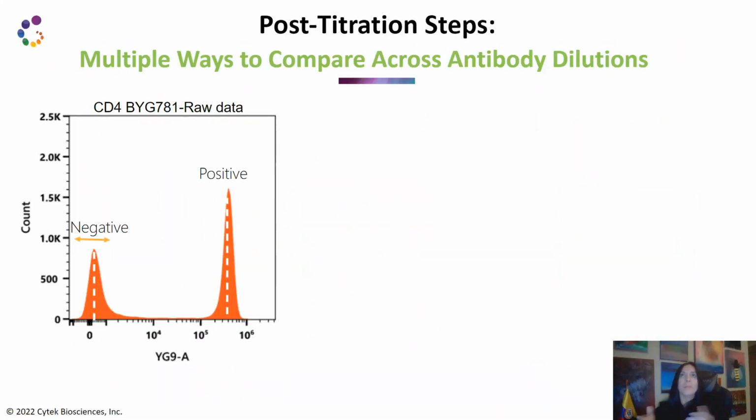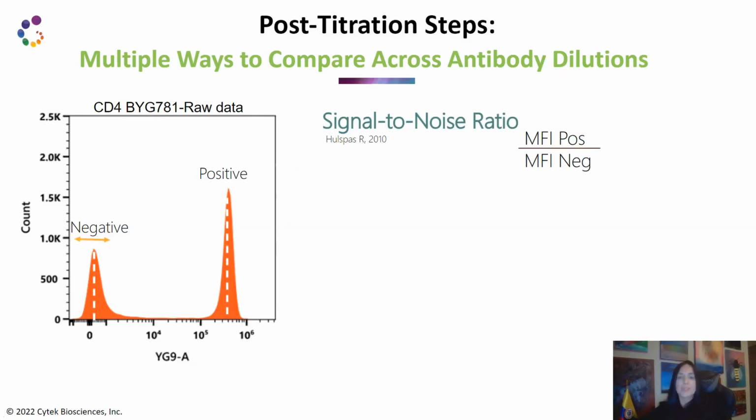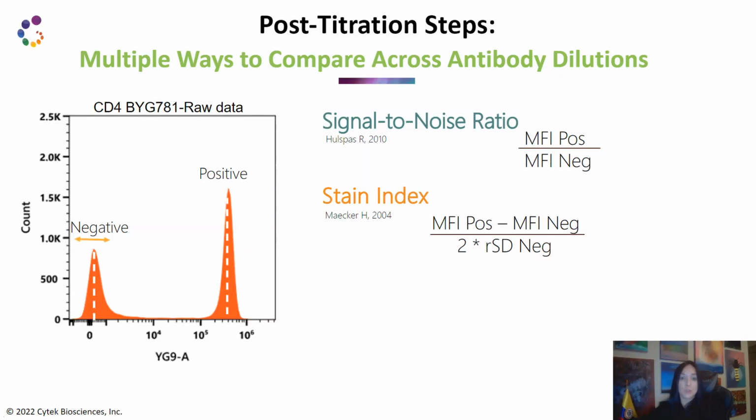Let's see now what metrics could help me evaluate the data and also define the optimal titer. You're going to have negatives and positives, ideally, for each titer. You're going to be using things like the median intensity, MFI, for the positive and the negative, and a way to understand the spread of the negative. There are multiple metrics that have been used. Signal to noise ratio is one of them, dividing the MFI of the positive by the MFI of the negative. Stain index: you subtract those two and also divide by 2 times the spread of the negative, in terms of robust standard deviation.